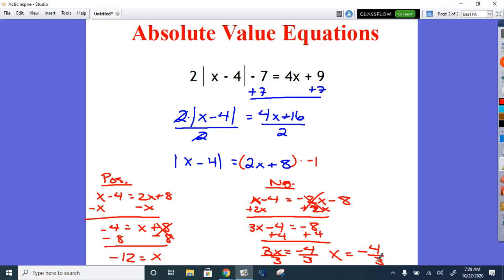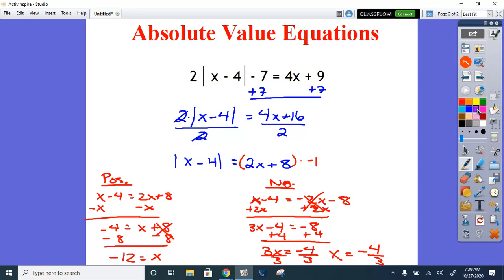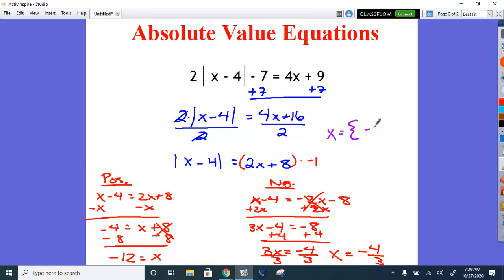So if I'm writing them as a final solution, as my set, x would be negative 12 and negative 4/3.